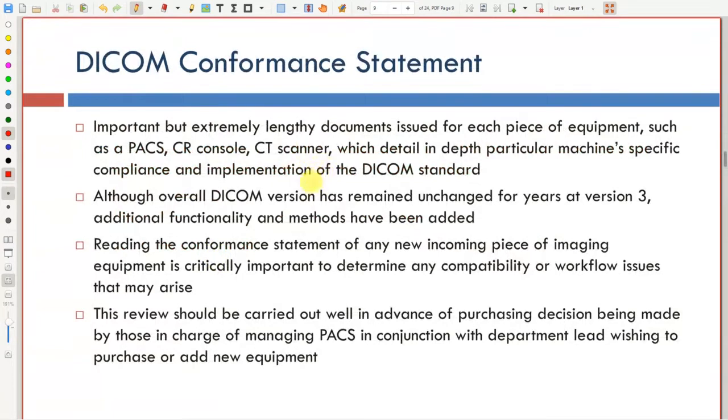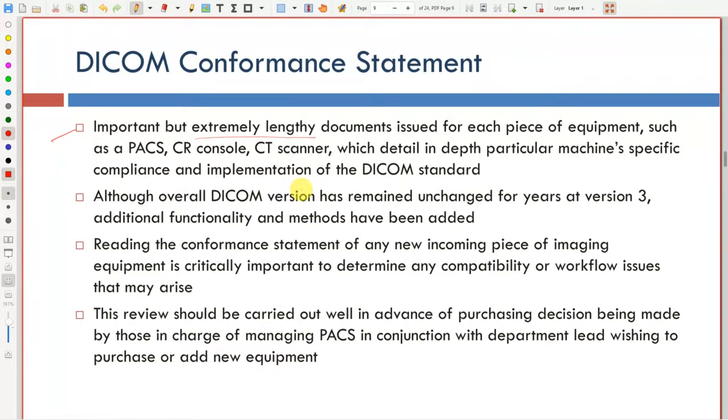One of the very important things that you have to study very carefully is something called DICOM conformance statements. It's a very important but extremely lengthy document that is issued for each piece of equipment, such as PACS or CR console or CT scanner, and details in depth the particular machine-specific compliance and implementation of the DICOM standard. Let me try to give you an example.